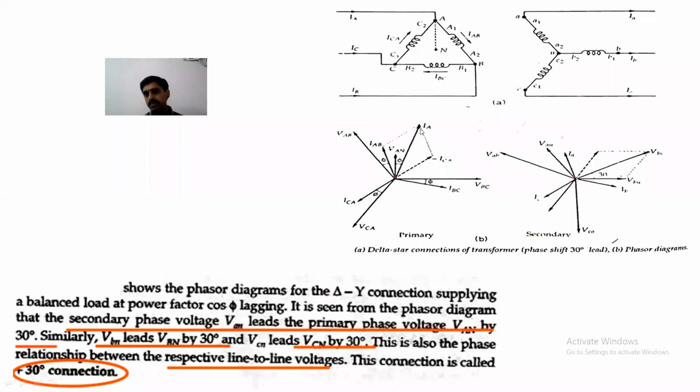You can get IA, as we have discussed in the delta connections. IA is equal to the resultant of IAB minus ICA, because A is common. ICA has got like this. This is IA, which is a line current, and this VAB is nothing but phase as well as line voltage. So this is the phase voltage, this is the line voltage, this is the line current. So this is the way you can see it.